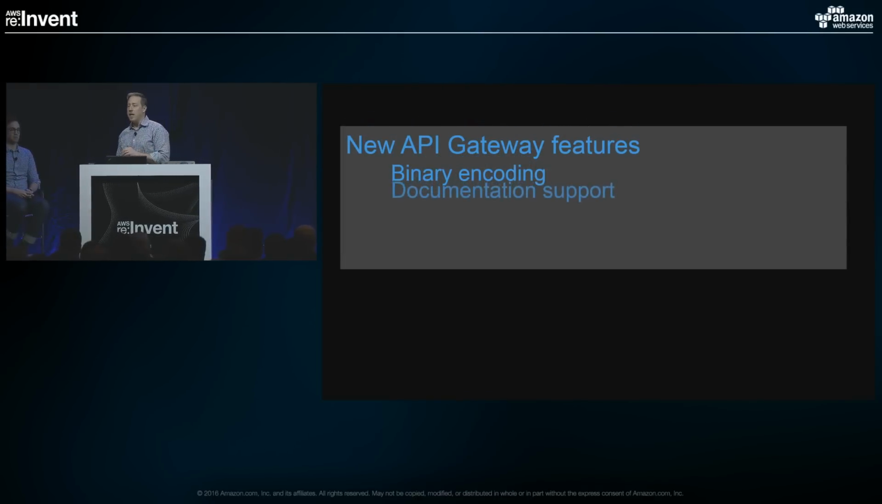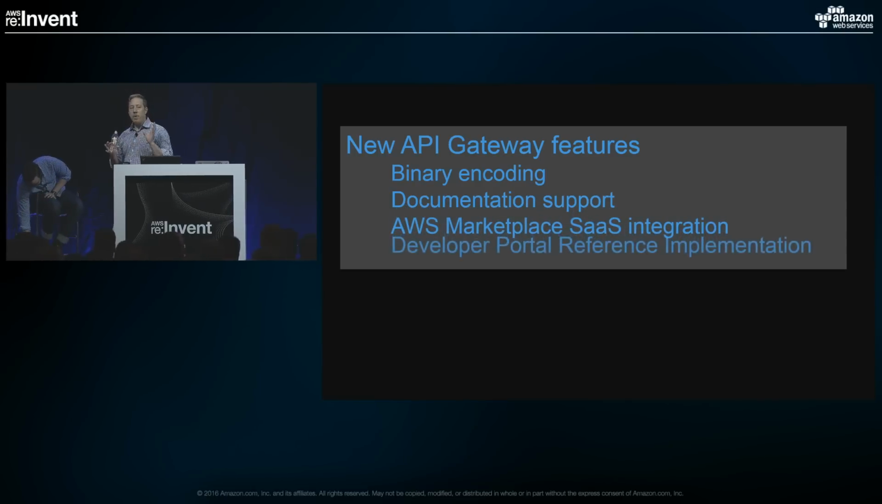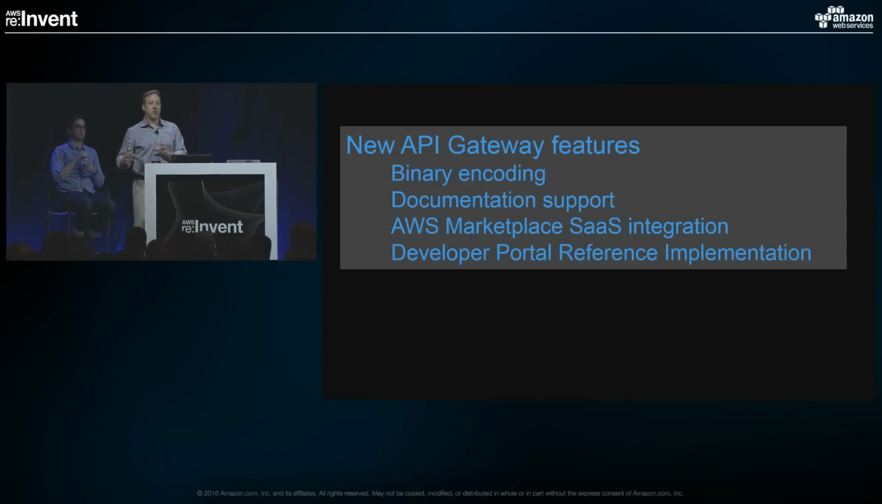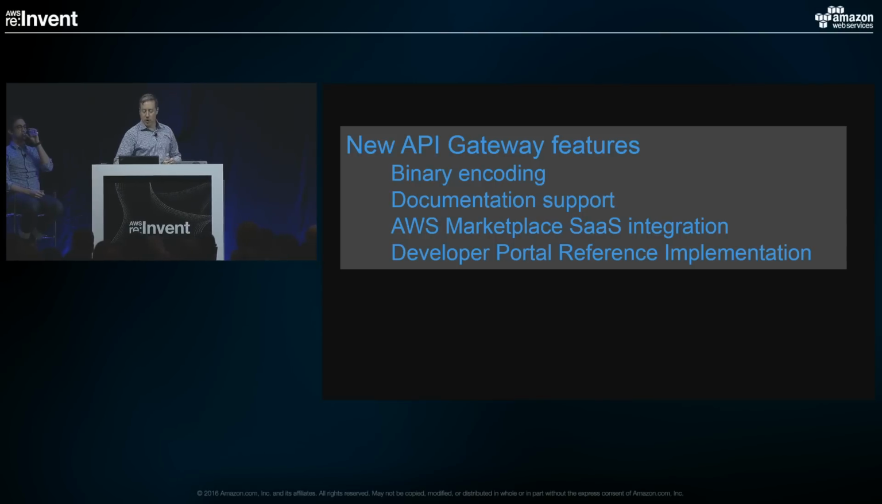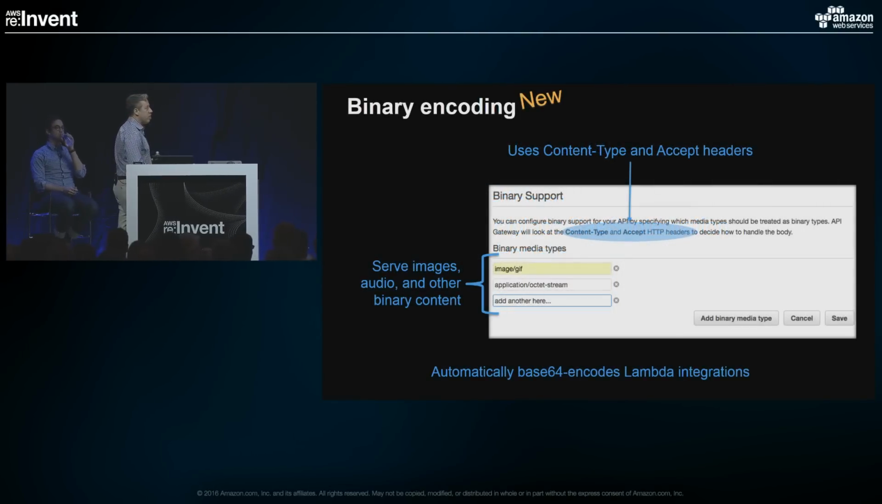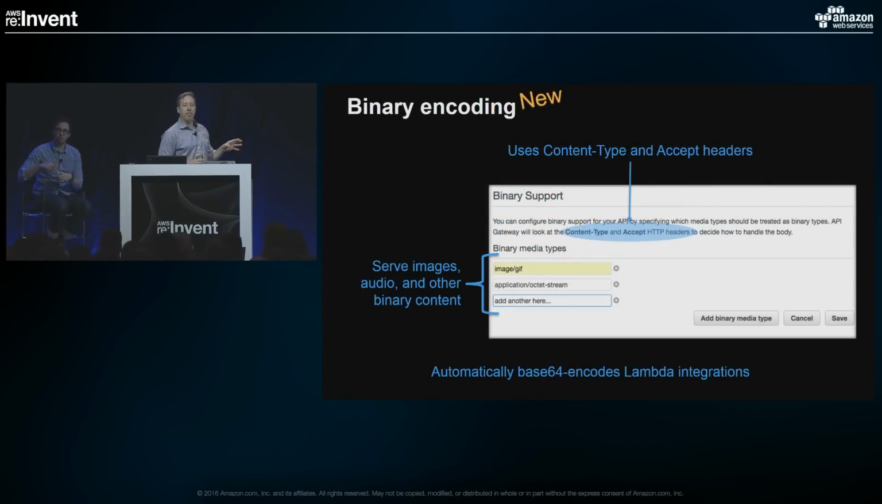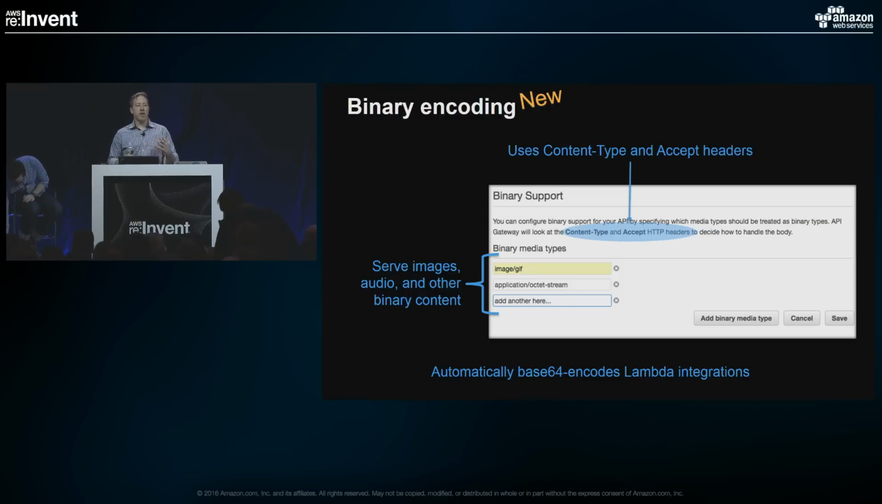Now, we've been talking a lot about Lambda so far here, but I want to make sure that I'm also fair to the other service that I own, which is API Gateway. So I'll tell you a little bit about some of the new features that we're launching over there. First of all, just to catch everybody up, a couple of weeks ago, we launched binary encoding.